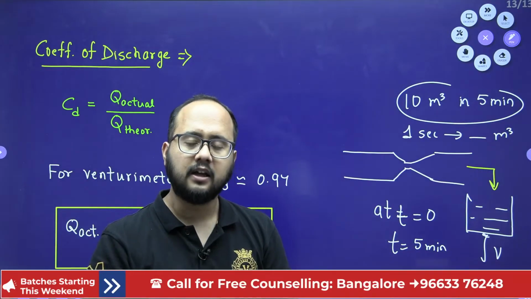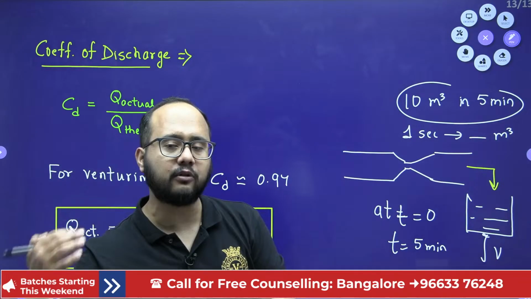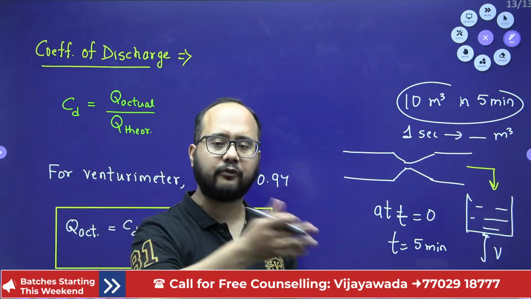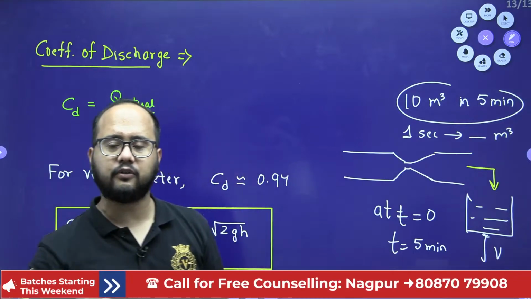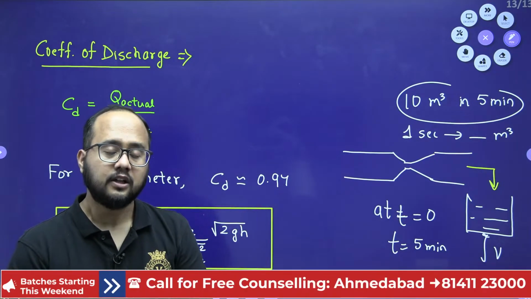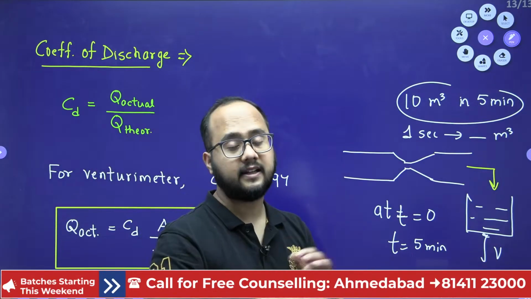Take the ratios and do this experiment 3 to 5 times. You will have some CD values. Take the average of those values, and you will have a certain CD value. Correct. That is how we are able to calculate the CD of any device.